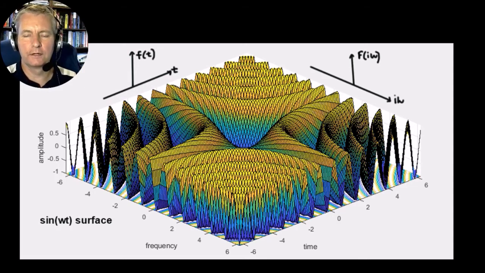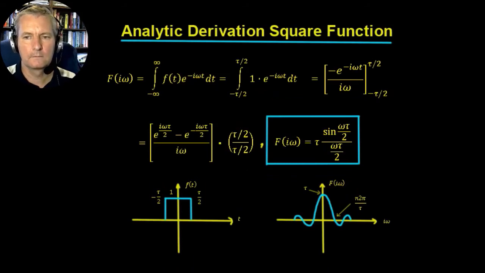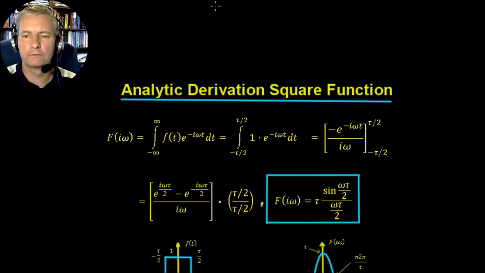So before we go on to the next video to look at the Fourier transform of a square function in real detail graphically, we'll go through the quick derivation of it mathematically. So here's the mathematical derivation. It's the analytic derivation of the Fourier transform of a square function.